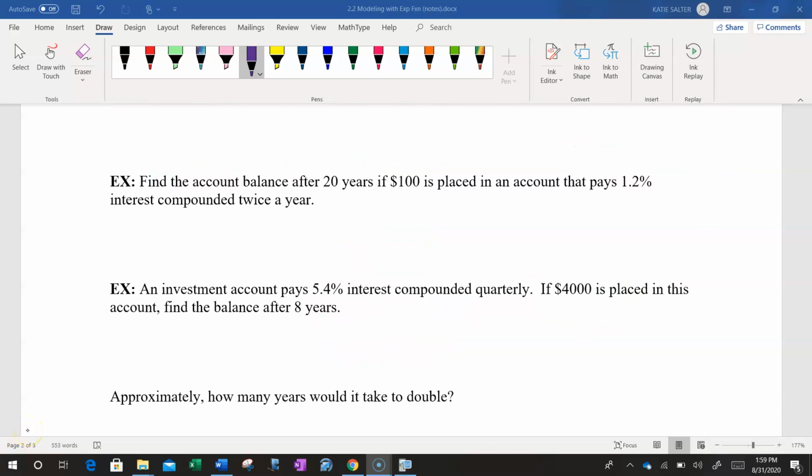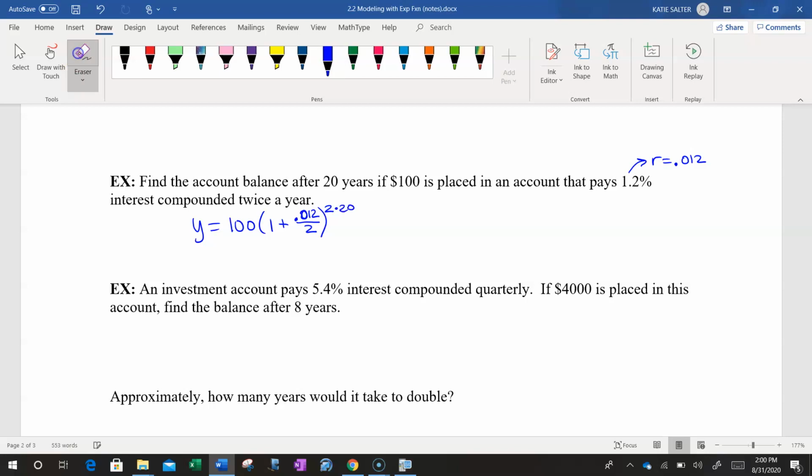So find the account balance after 20 years if $100 is placed in an account that pays 1.2% interest compounded twice a year. All right, so using our formula, we would start with our initial value, which is 100. We're going to say 1 plus. Remember, you always have to change this percent to a decimal. So the R right here would be 0.012. Move that decimal place 2 places to the left or divide that percent by 100. And then because it's being compounded twice a year, we would divide by 2. And then we also have to raise this to the 2 times 20.